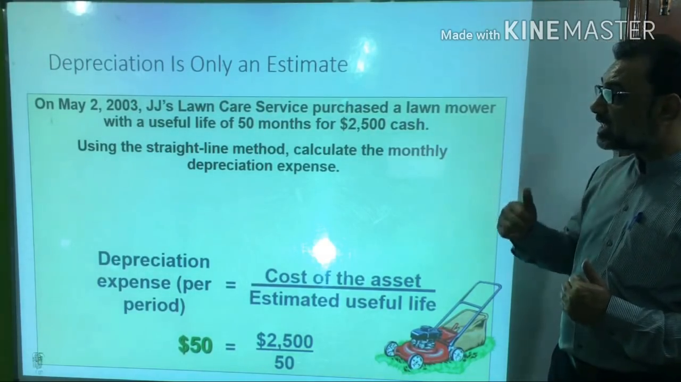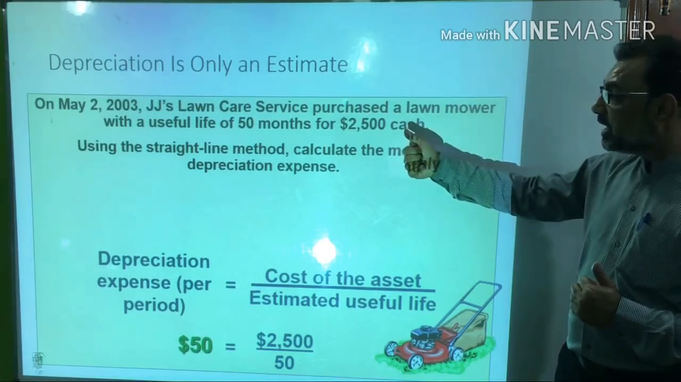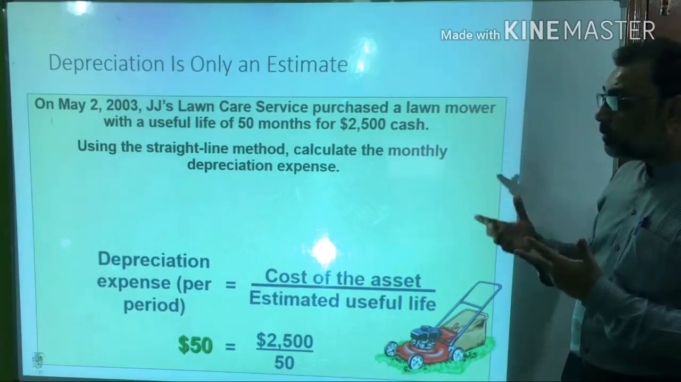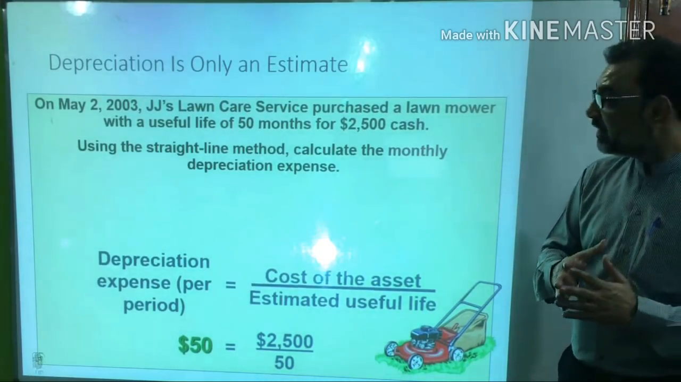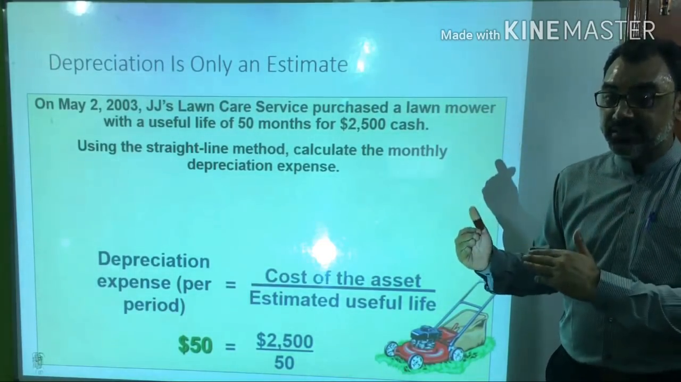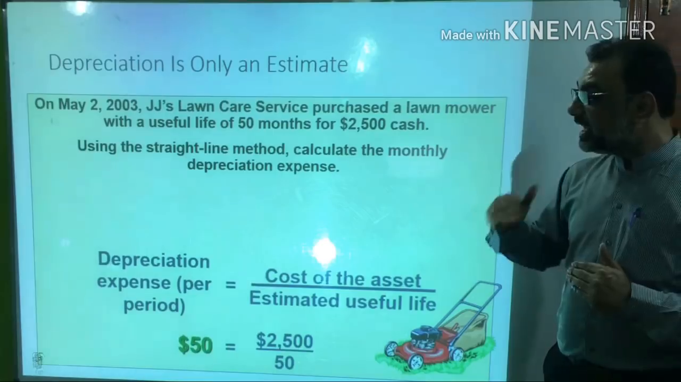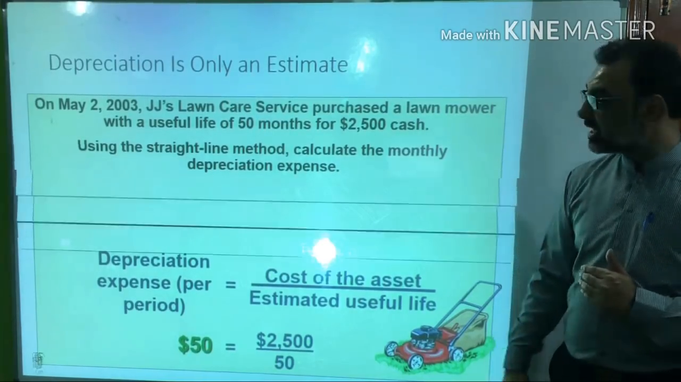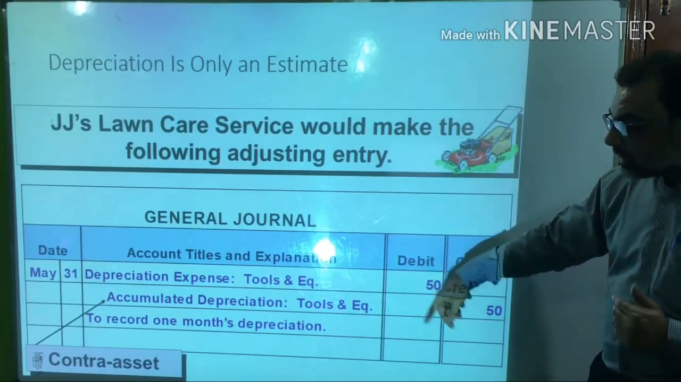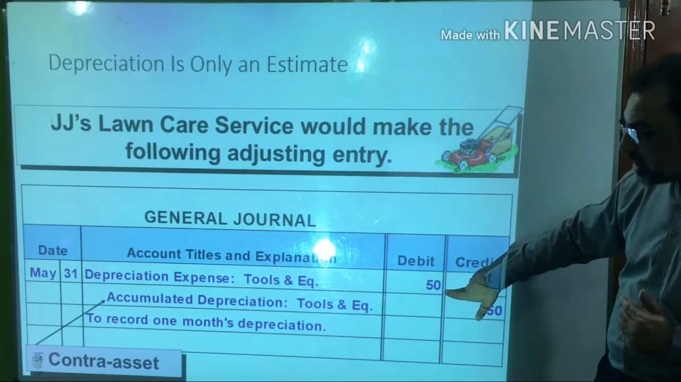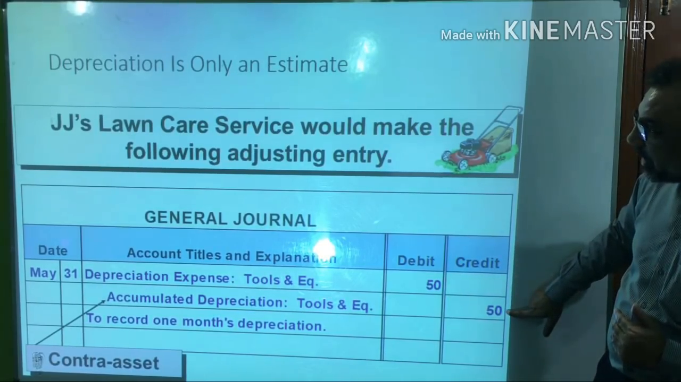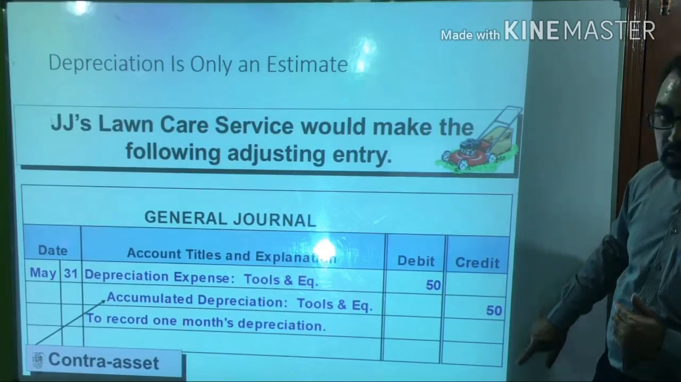Now if you are going to pass the first entry, 2,500 is the amount, and the lawn mower will be debited by 2,500 and cash will be credited by 2,500. One asset is increasing and the other asset is decreasing. On the other hand, at the end of the month, if you are going to pass the adjusting entry, you can see that after 1 month, the depreciation expense on this tool and equipment is 50, and accumulated depreciation is going to be credited at the end of the first month.